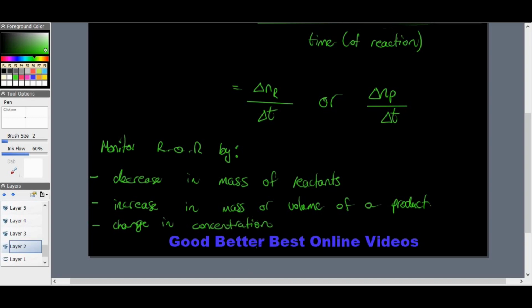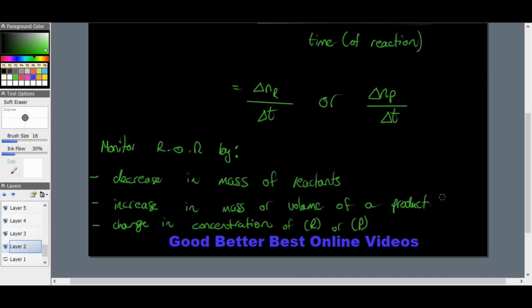Let's look at the change in concentration of the reactants or products per unit time, of reactants, [R], or products, [P], per unit time. And we can also have a look at the time it takes for the color to change in a certain reaction, etc. Those are all the ways that we can monitor the rate or extent of a reaction.